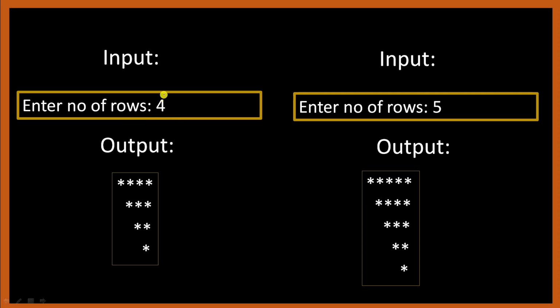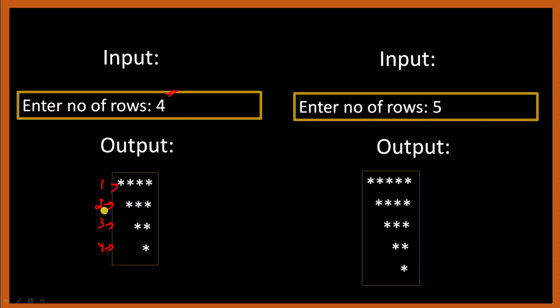So if the number of rows is 4, then 4 rows should be printed following this pattern. And if the number of rows is 5, let's say, again the same pattern should be followed, and 5 rows should be printed. And how does the pattern look? If the number of rows is 4, this is row 1, then row number 2, row number 3, and row number 4. In the first row, 4 stars are there.